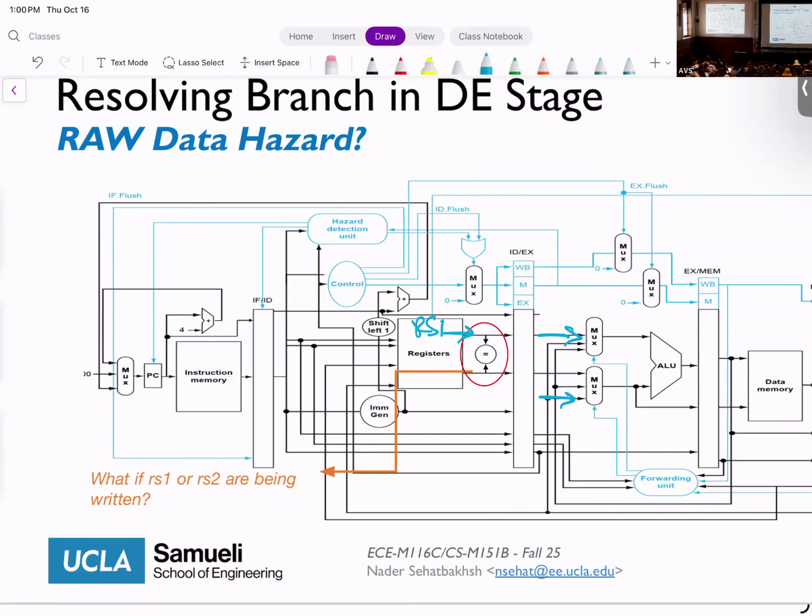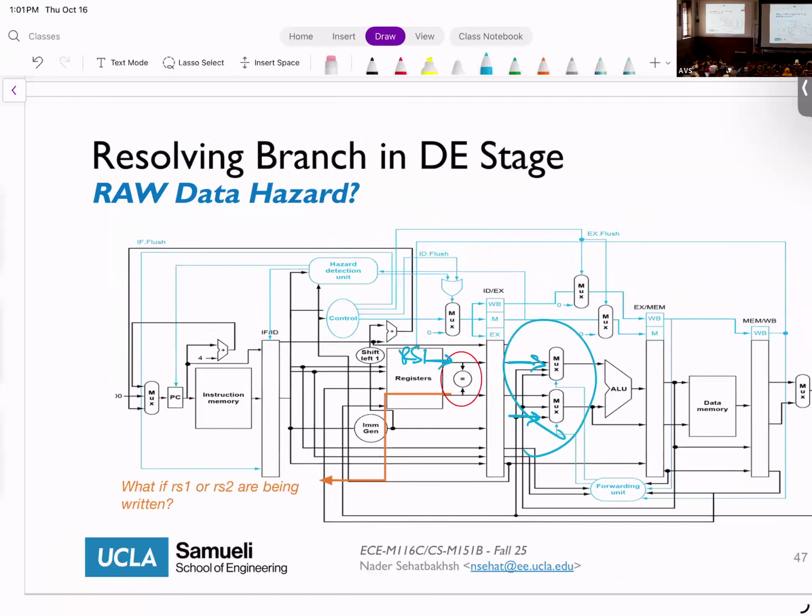So there are two options. Either, if we detect a RAW data hazard, I stall, so I can no longer use this trick and go back to a miss penalty of 2 or 3 cycles. Or you can do another crazy thing, which is bring the forwarding logic to your decode stage as well. For now, you can safely assume that either we don't have the RAW data hazard, or if we do, we stall for 1 cycle. Because if we stall for 1 cycle, then I have forwarding logic here, and I can make a decision during the execution stage.